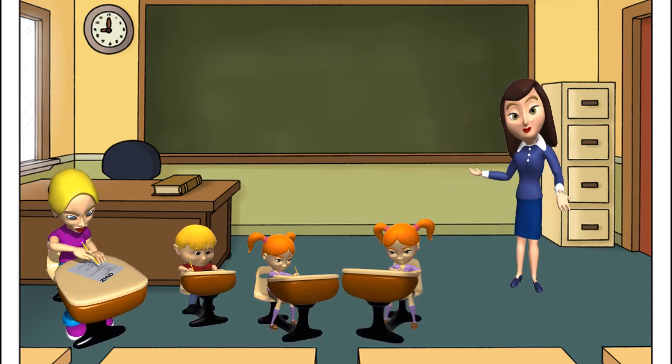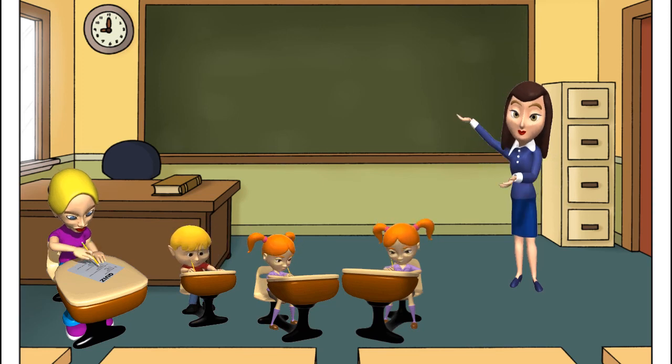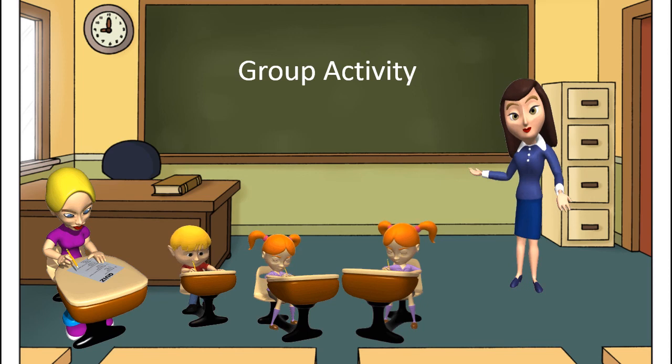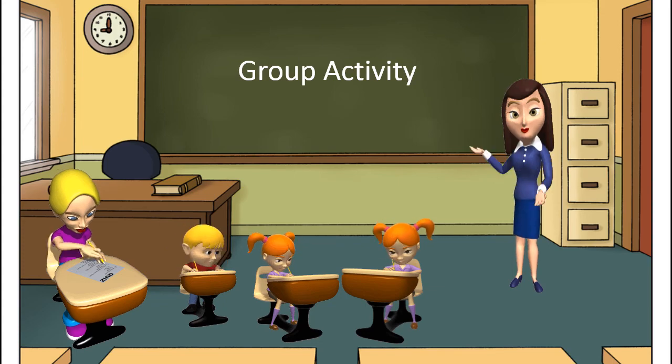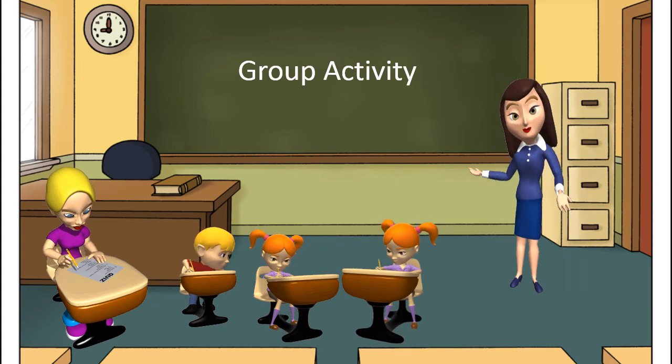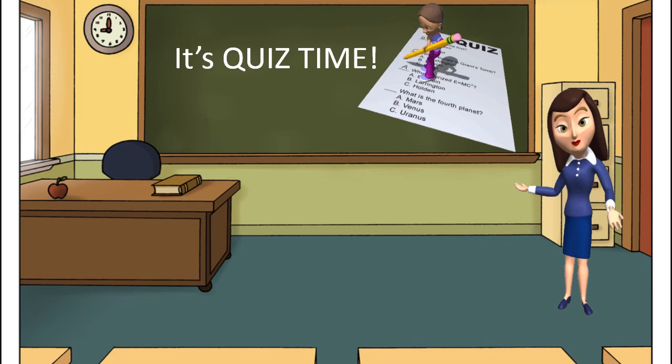Now, as a recap about the lesson that we have discussed, we're going to have an activity. Each group will be given a certain type of conjunction. Your task is to construct at least 5 sentences using the conjunctions under the type that's assigned to your group. It's quiz time, class.